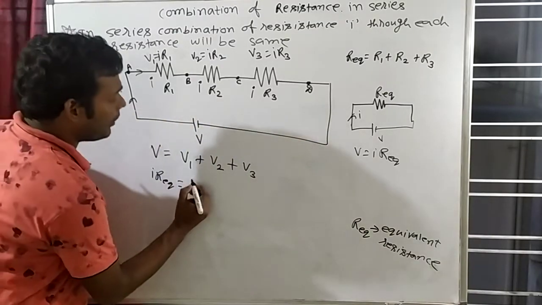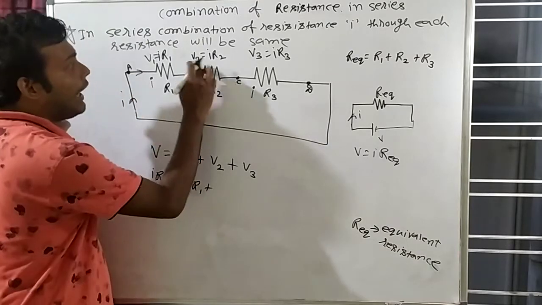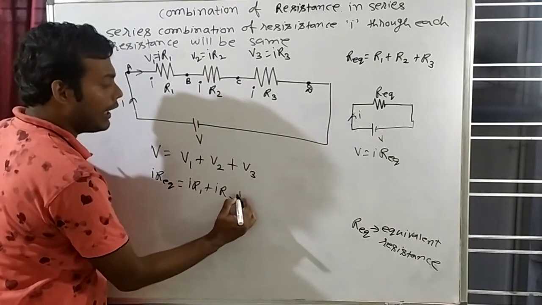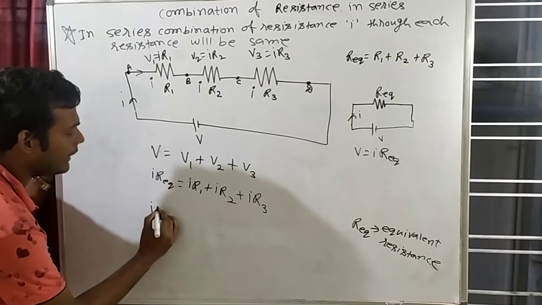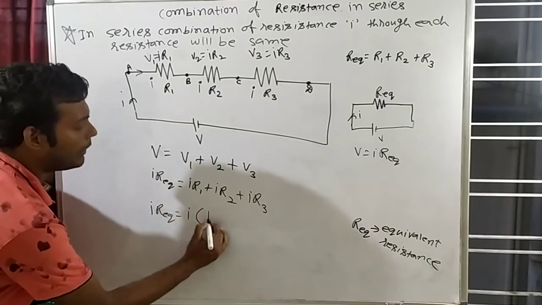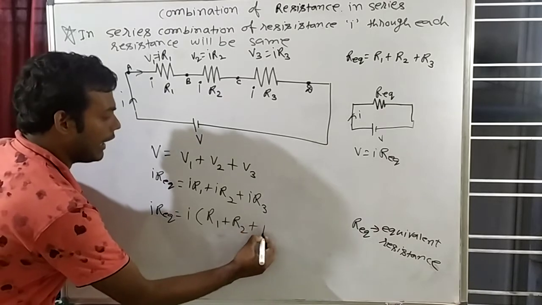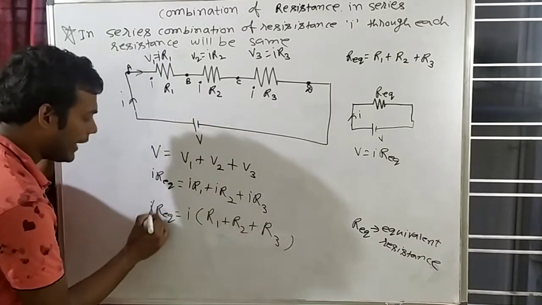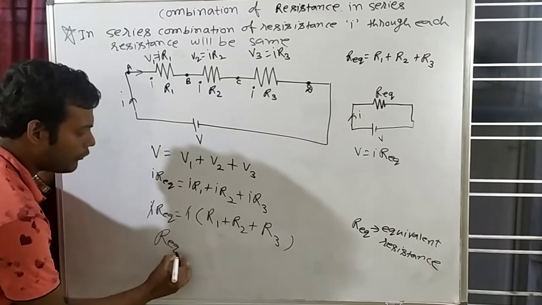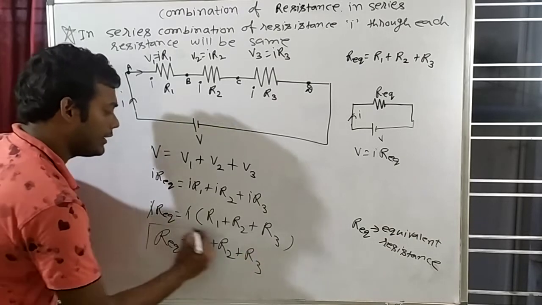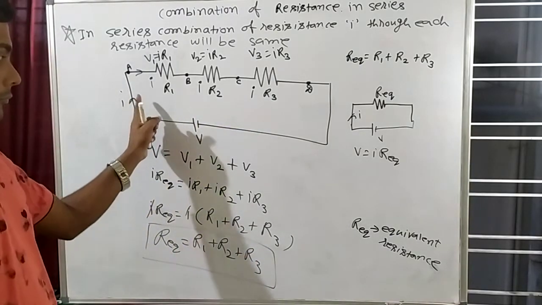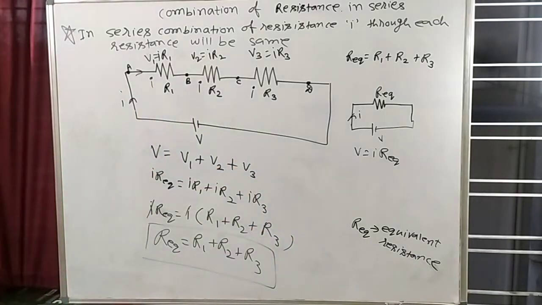What will be V1? V1 will be I into R1. What will be V2? I into R2. And what will be V3? I into R3. See here is I common. So this will become I into R equivalent is equal to I common, R1 plus R2 plus R3. Right? I and I will be cancelled, so R equivalent will be equal to R1 plus R2 plus R3, right? That means when three resistance are connected in series, then their equivalent resistance will be equal to R1 plus R2 plus R3.